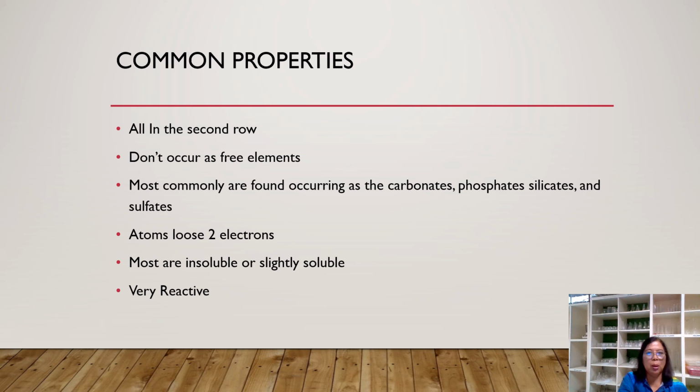Common properties to all, of course, they are all found in the second row. They do not occur as free elements, but the gases even occur as a binary compound. They are usually found as carbonates, silicates, and sulfates. And usually, since they are in group 2, they can lose 2 electrons or share electrons. Most are insoluble or slightly soluble, but even then they are very reactive.